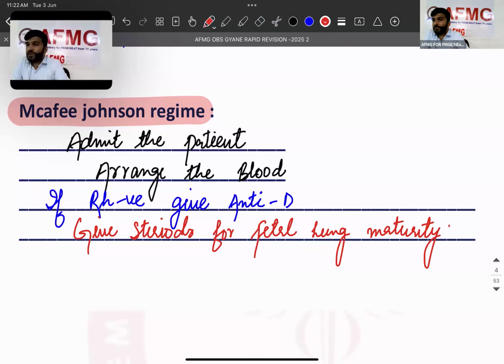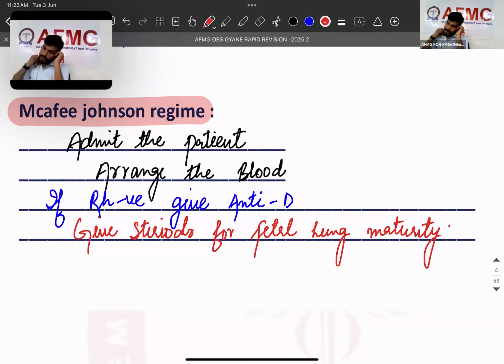Now, what are the steroids? Betamethasone, dexamethasone. Beta 2 doses, dexa 4 doses. And what is the best test for fetal lung maturity? That's going to be phosphatidylglycerol in amniotic fluid. We also check the lecithin-sphingomyelin ratio as well. Is that clear? These are the surfactants, but I will teach you the detailed test and dosage in the coming questions. So I will not write it here. We'll write in the next few slides.